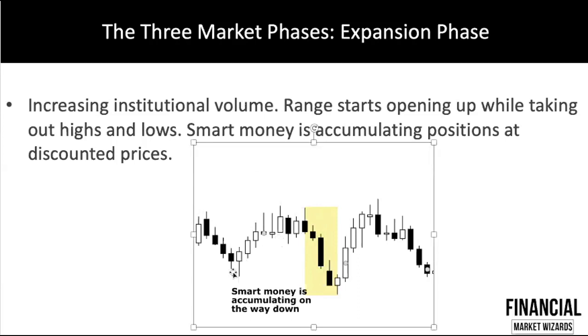In this space, a lot of retail traders follow the trend. They say, oh, the market has just broken out of consolidation, in which they're kind of right, except that they don't realize they're in the expansion phase. And what smart money is doing is accumulating positions at a discounted price. As price goes down, they are buying the position.